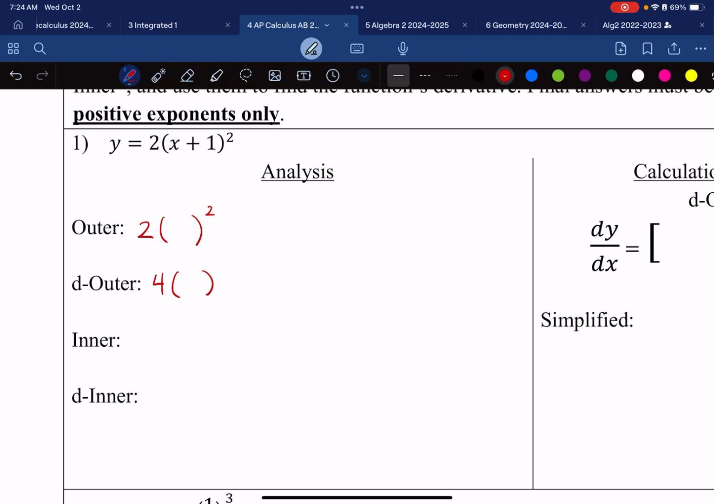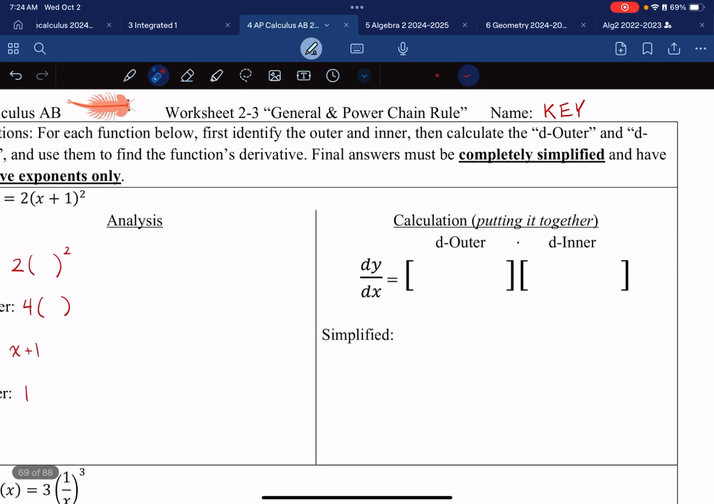The inside is x plus 1. And the derivative of that inside is just 1, because the derivative of 1x is just 1. The derivative of 1 is 0. All right, so now that we have our pieces, we're going to put them together where we do our calculation.